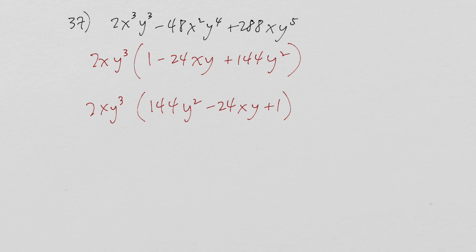Okay, now I'm looking for factors of 144. Well, this multiplies to 144, right? So I'm looking for factors that add up to 24. So negative 12 and negative 12. So I'll rewrite this as 144y squared minus 12xy minus 12xy plus 1.